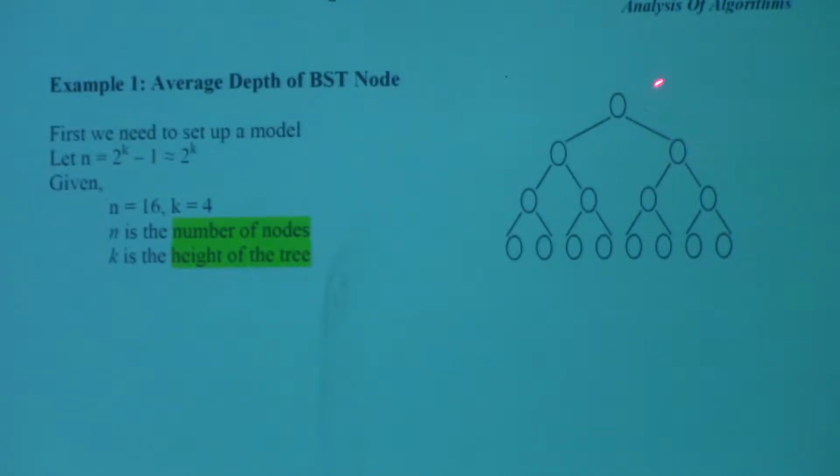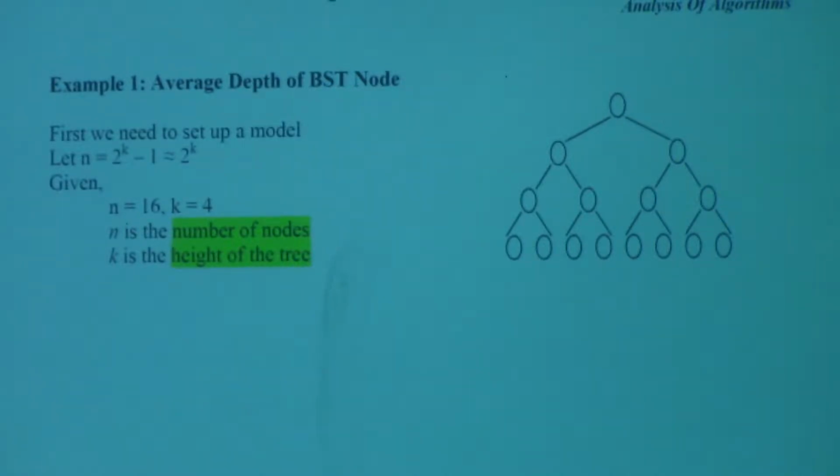So since this tree has how many levels? 1, 2, 3, 4, also known as height, okay? The height is 4, and every level is fully filled. So therefore, technically speaking, this has really 15 nodes because it's 8 plus 4 plus 2 plus 1, which is 15. We're going to say 16 is very close, since 2 to the k minus 1 is very close to 2 to the k. So we can say n is 16, k is equal to 4, where k is the height of the tree and n is the number of nodes.